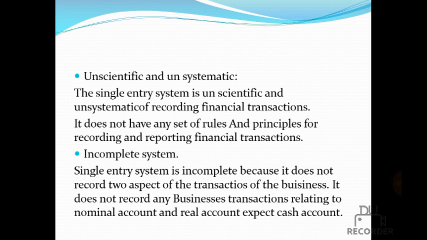But in a double entry system we record dual aspects, that is credit aspect and debit aspect. It does not require any business transaction relating to nominal account and real account except cash book. In accounting we have two types of accounts. We have already learned what impersonal accounts and personal accounts are. Personal accounts are debtors and creditors, and the impersonal accounts come under nominal account and real account.